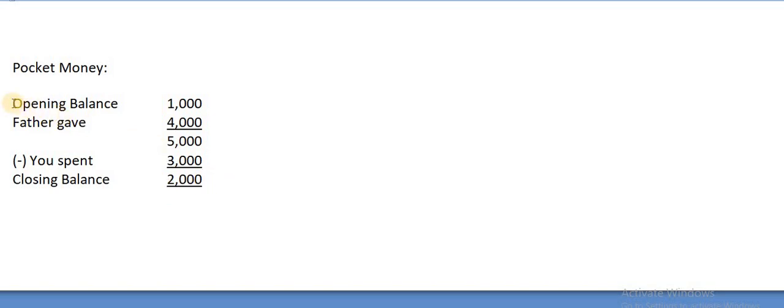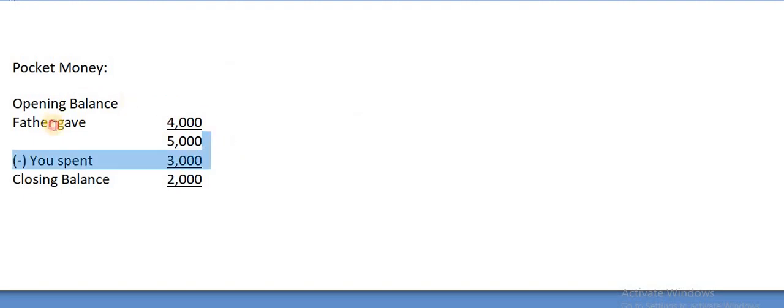Think this is not given. Assume the opening balance amount of 1,000 is not known. Tell me, how do you get back this 1,000 now? This is the information given to you. So simple. To this 2,000, add back whatever amount you have spent. So 2 plus 3 becomes 5. Then from 5,000, you deduct whatever amount was given to you by your father. The balance gives you the opening balance.